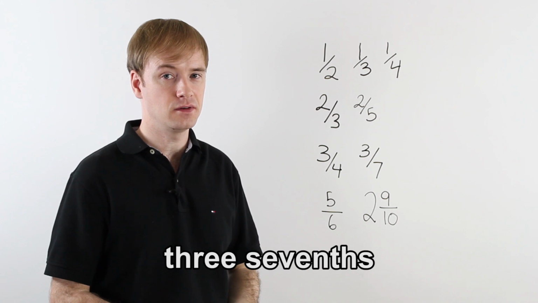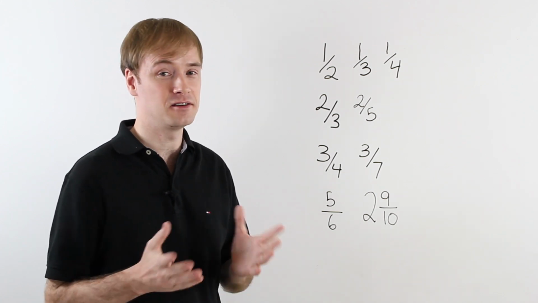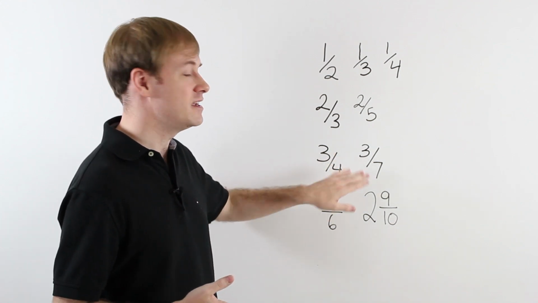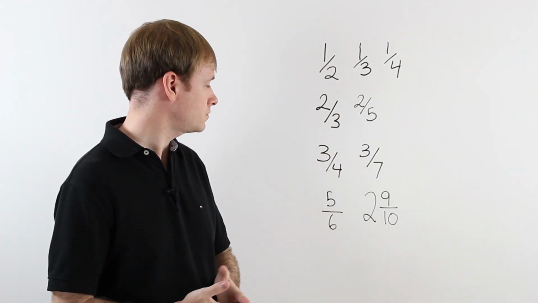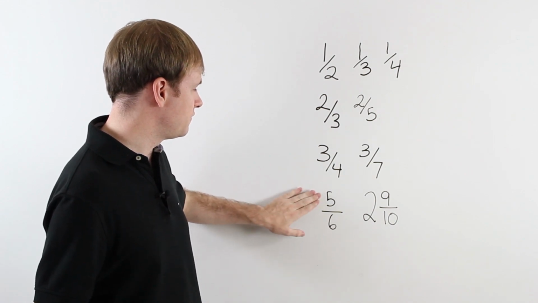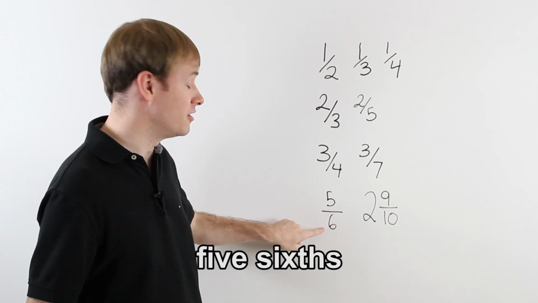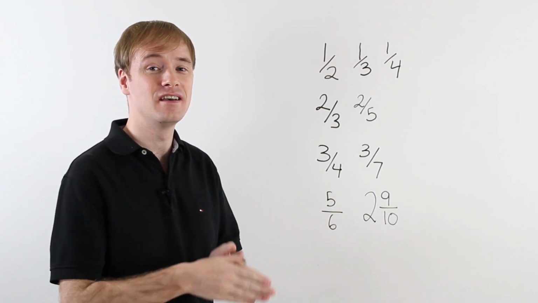Okay, what's this? 3/7. Okay, they're very difficult to pronounce. I know, takes a lot of practice. 3/7. All right, the last line, what's this? 5/6. Okay, this is very difficult to pronounce. 5/6.